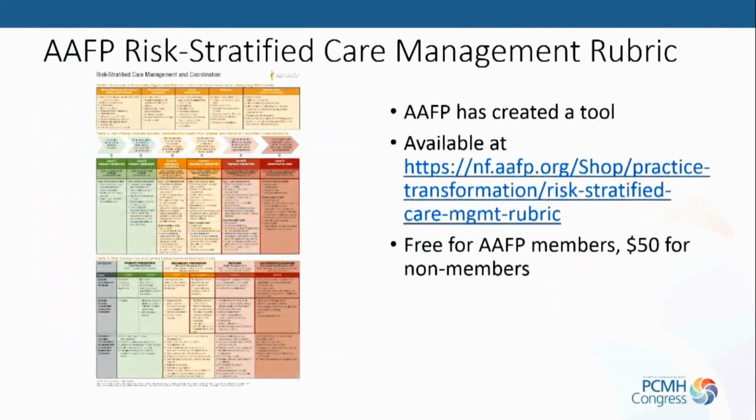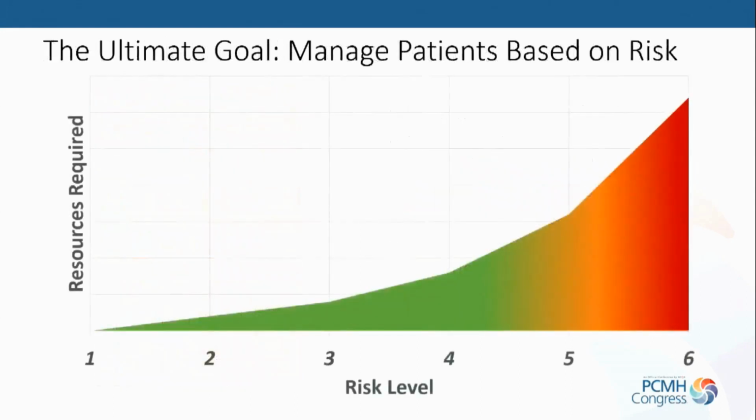This 6 levels of risk, by the way, comes from the American Academy of Family Physicians Risk Stratified Care Management Rubric. So the AAFP developed this years ago. If you're an AAFP member, this is free for you. If you're not, it's $50. It's a copyrighted tool, so I can't show it to you here today. But it's a useful tool for sorting patients into one of these 6 different levels. What this tool doesn't tell you is how do you get there. The one we're going to look at here will in a moment.